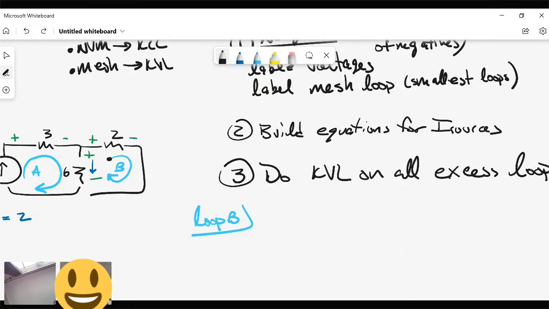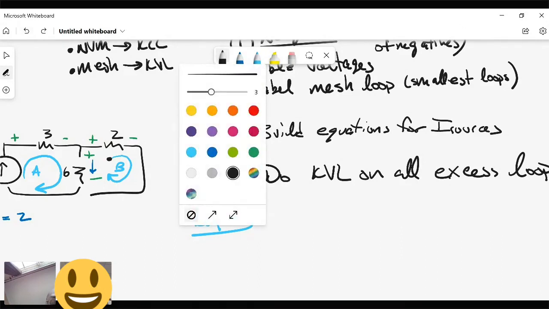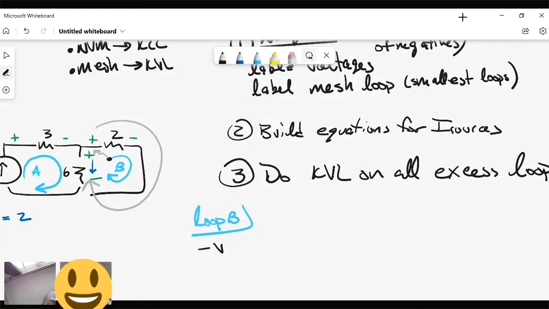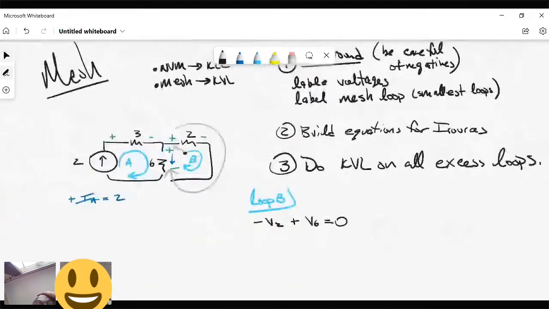Hold on. I don't want to mess myself up. I'll put it in gray. Start there. All right, dope. And then I'll go around like that. Perfect. So that was a minus V2. And then I have to go up the V6. And that has to equal 0. And that's my KVL equation. Make some sense?